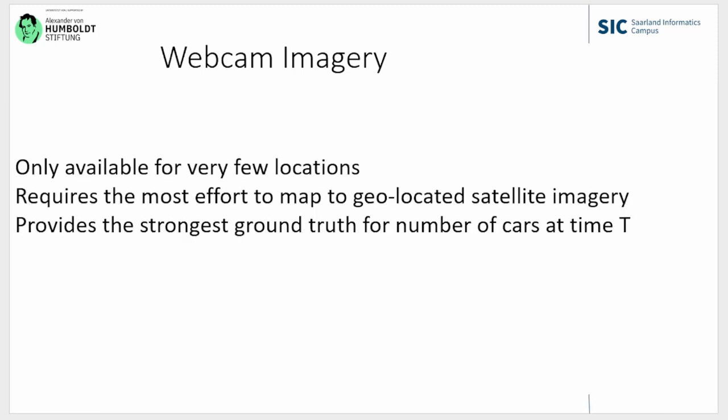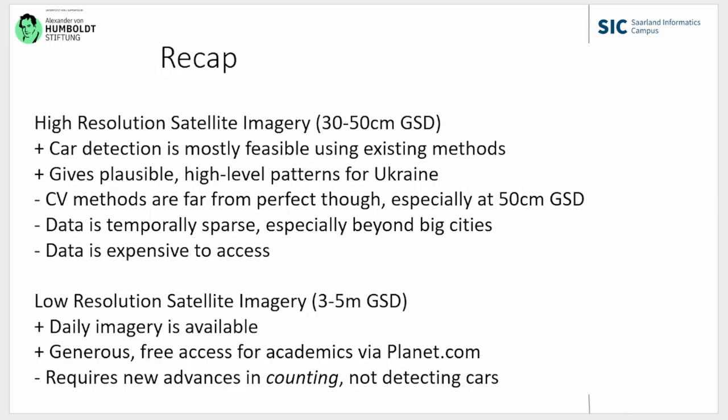Sorry for the sprint. Hopefully it was somewhat interesting. So to recap, we looked at two different types of satellite imagery. With high resolution satellite imagery, detecting individual cars is mostly feasible, and you get something that's high level plausible. The biggest challenge is the temporal sparsity. If you have a picture, you can do something, but if you don't have a picture, there's not much you can do. Also the car detection, especially at the 50 centimeter ground sampling distance, is far from perfect. There are a lot of different things that still get in the way.